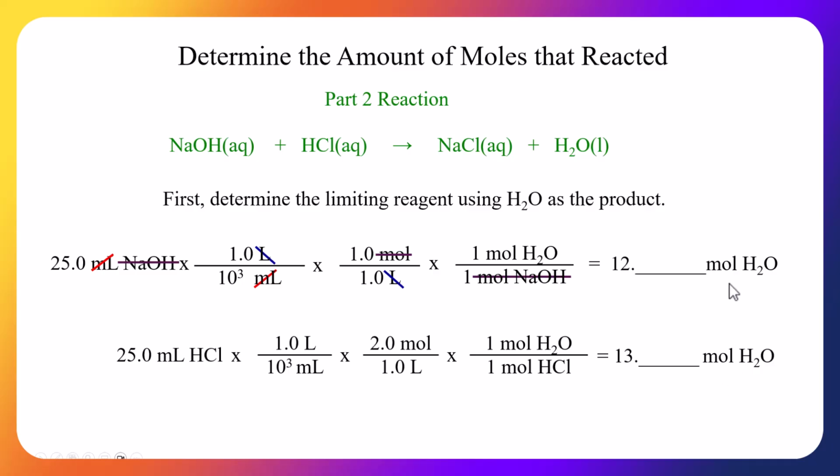So whichever one of these is the smallest, that is your limiting reagent. Notice the milliliters cancel, the liters cancel, moles of HCl cancel, and I'm only left with moles of water.